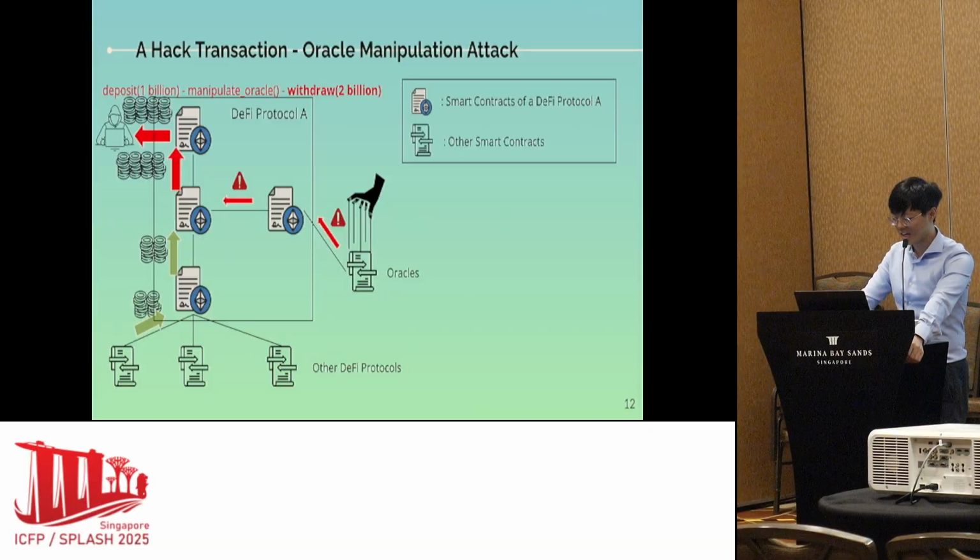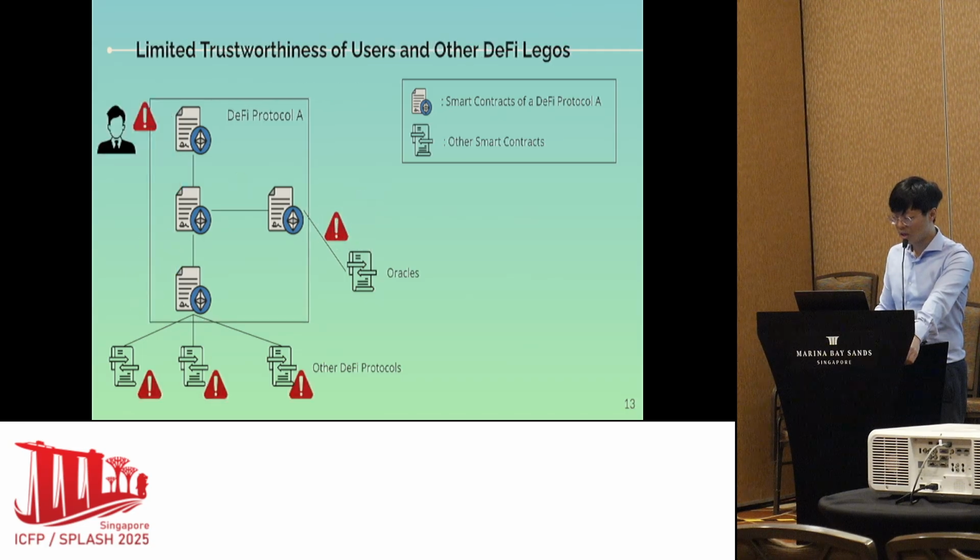Consequently, the attacker is allowed to get back 2 billion tokens. This is clearly malicious and significantly different from the benign transactions, both in terms of the scale of the numbers, but also the action sequence. So the bottom line here is the DeFi protocol A cannot fully trust its users. It cannot fully trust other DeFi protocols or oracles.